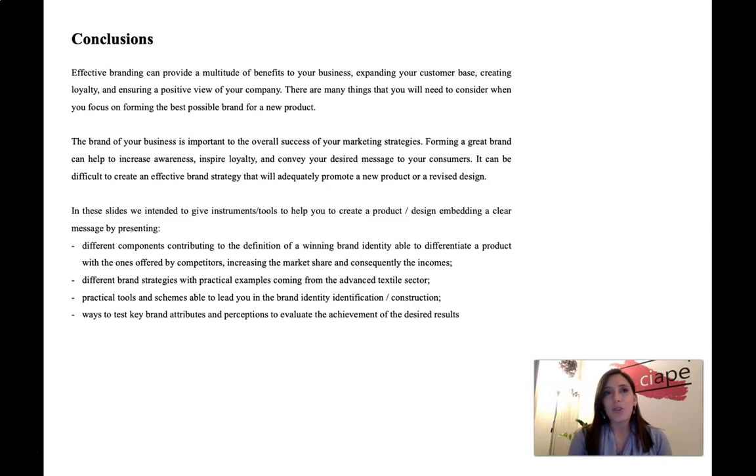It can be difficult to create an effective brand strategy that will adequately promote a new product or a revised design. In these slides, we intended to give instruments and tools to help you create a product design embedding a clear message.